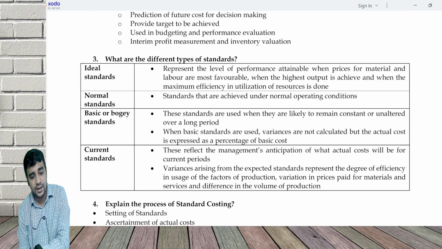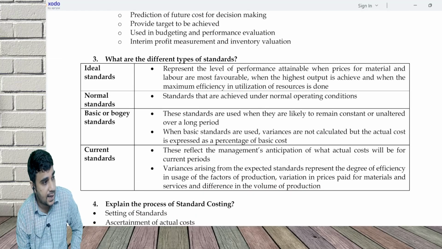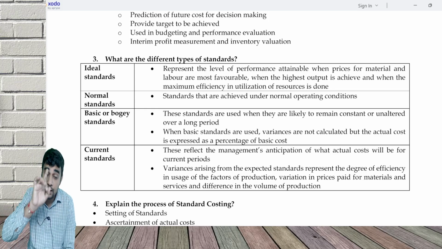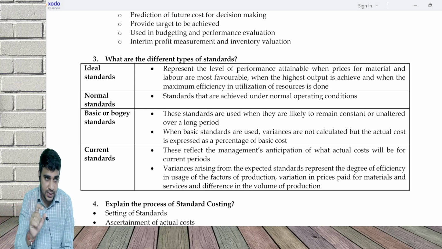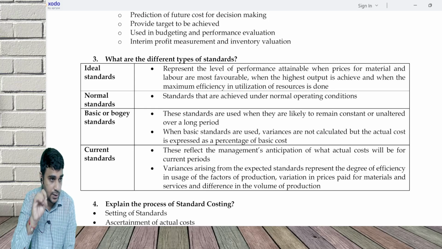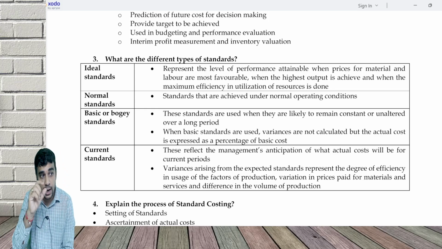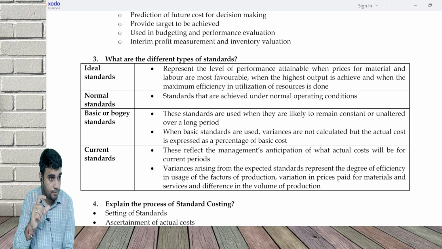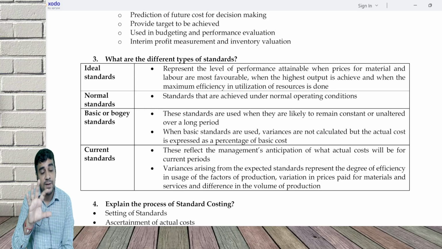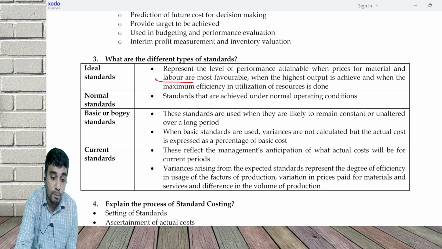Now, what are the different types of standards? We kept on saying that standards need to be fixed. When we did the overhead chapter, there was one area where the formula is budgeted overhead by budgeted suitable base. The base can be of different things. There were four forms of capacity: normal capacity, practical capacity, actual capacity, and ideal capacity, or the maximum capacity. So when you fix standards, you can fix different types of standards. Ideal standard is very difficult to achieve. Ideal standard represents the level of performance attainable when prices for material and labor are most favorable.